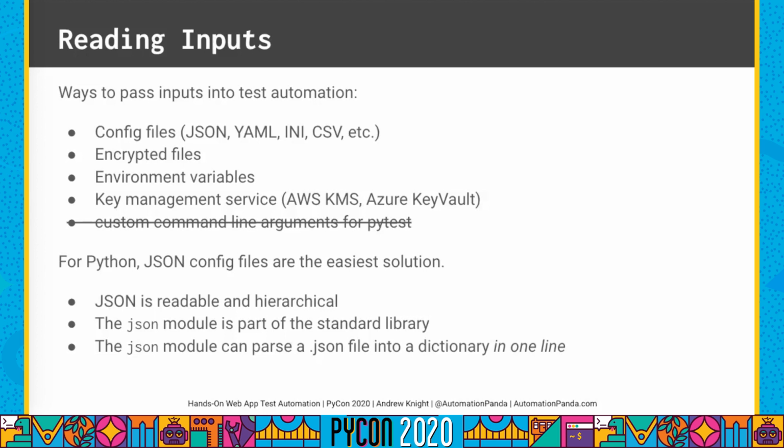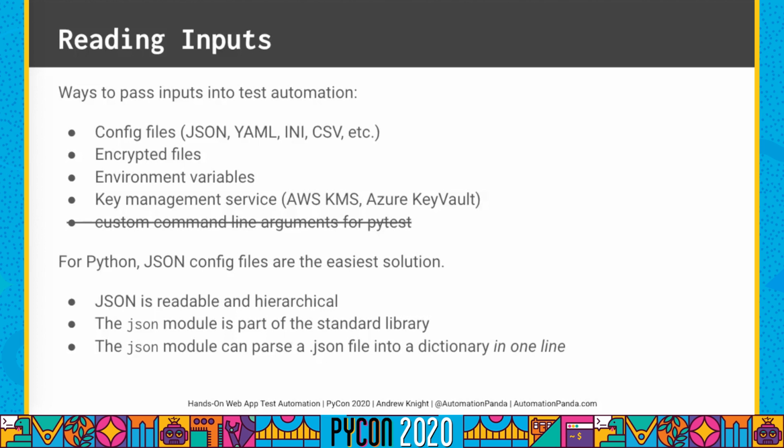You might be wondering if pytest can just take in parameters at the command line. Although pytest has several helpful command line options, unfortunately, it can't take custom arguments. So trying to pass custom arguments into pytest through the command line is a showstopper. You need to fall back on one of the other strategies.